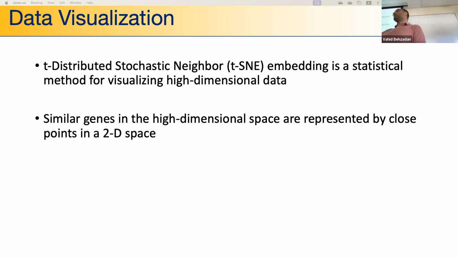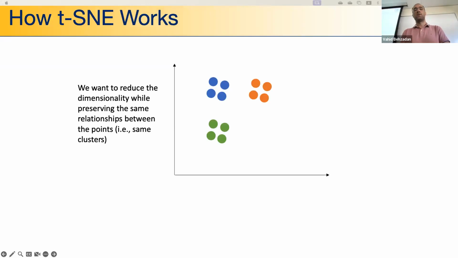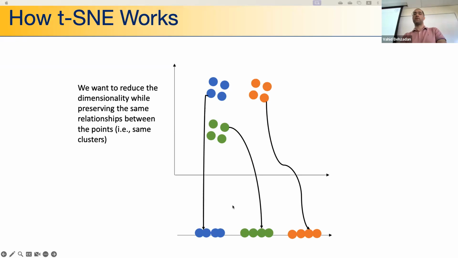So our goal is to see cells that are close to each other in the high dimensional space, close to each other in the low dimensional space. And by low dimensional space, I mean two dimensional space, just to visualize it. Let's assume that's the higher dimensional space, and we have clusters of cells like this. So our goal is to see them separated in the low dimensional space. So how can we do it?